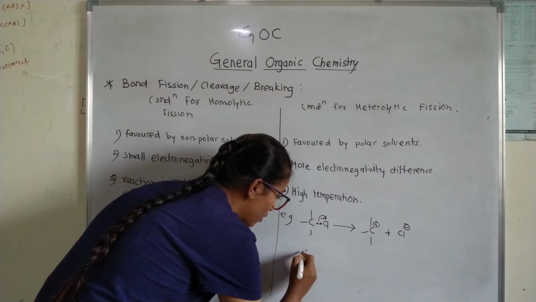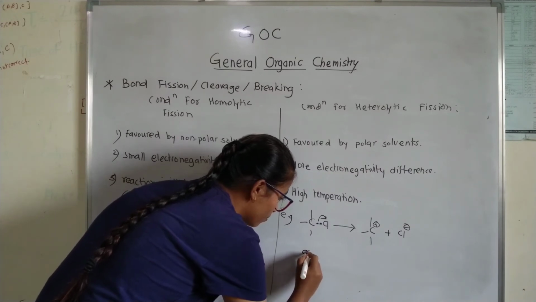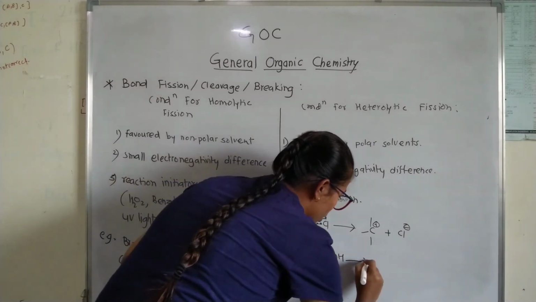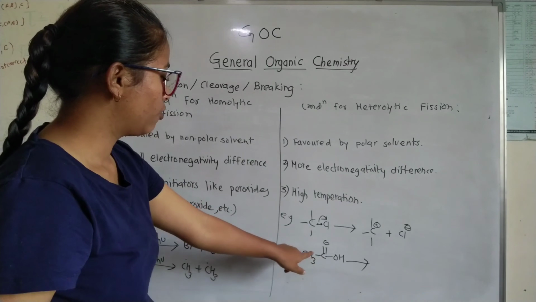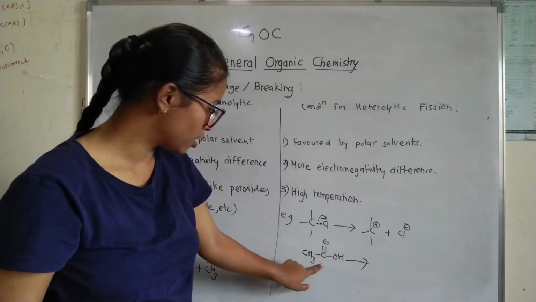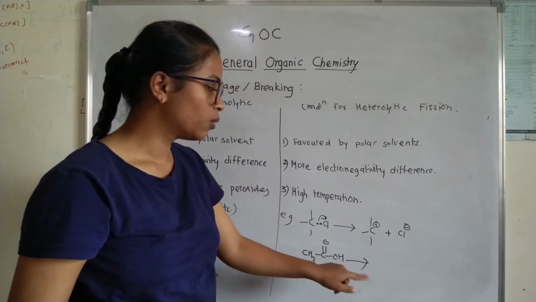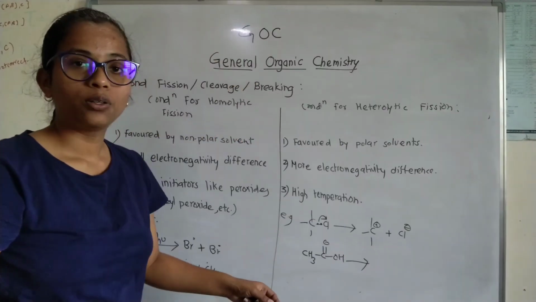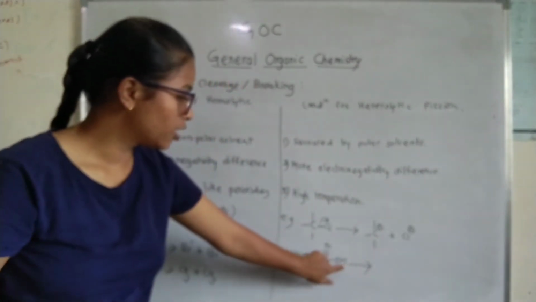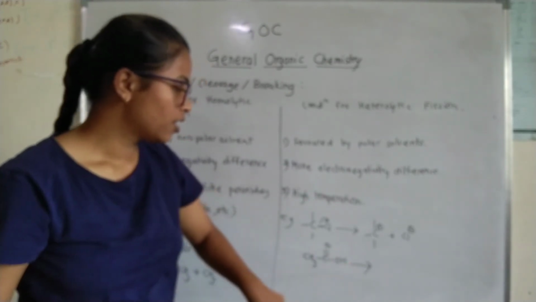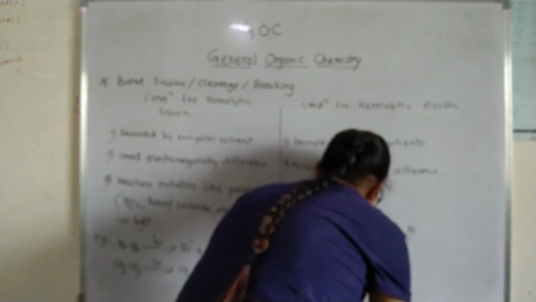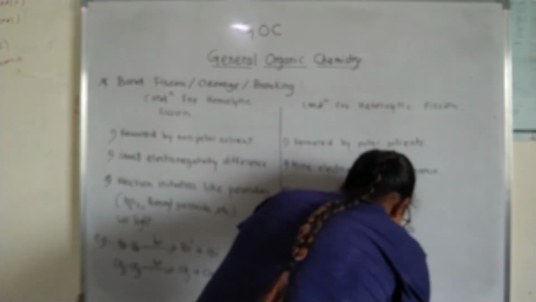And there is one more compound I have to show. Here we can see there are many bonds. One C-H bond is there, a C-C bond is there, a C-O bond is there, and also an O-H bond is there. But we have to break the bond which has the larger electronegativity difference. So here we can clearly see the O-H bond has the larger electronegativity difference. Yes, so the compound will be this.